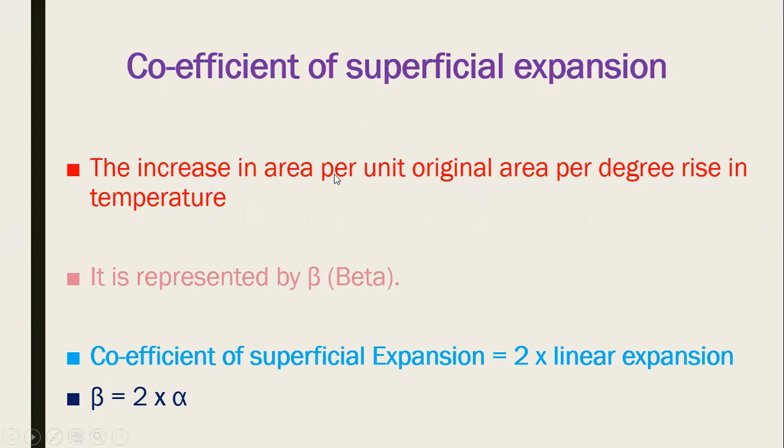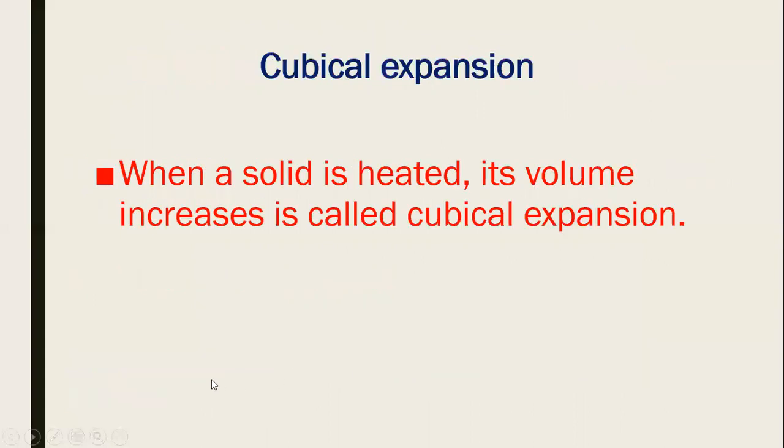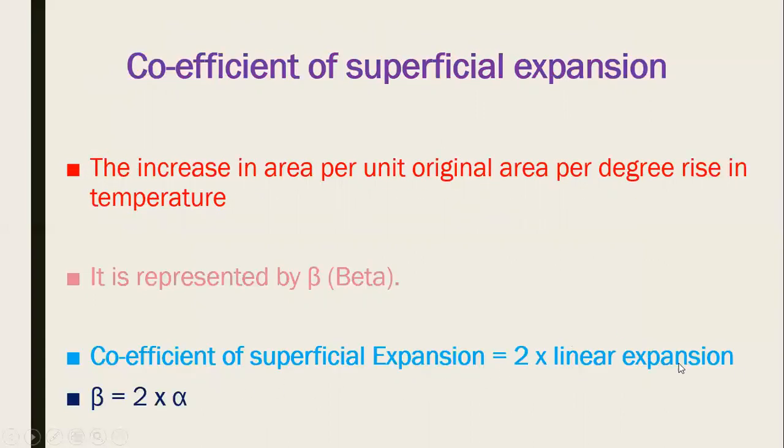The increase in area per unit original area per degree rise in temperature is represented by the letter beta. One relation between superficial expansion and linear expansion: superficial expansion is equal to 2 times linear expansion. Beta is equal to 2 into alpha. This is an important equation. Beta will be equal to 2 into alpha.